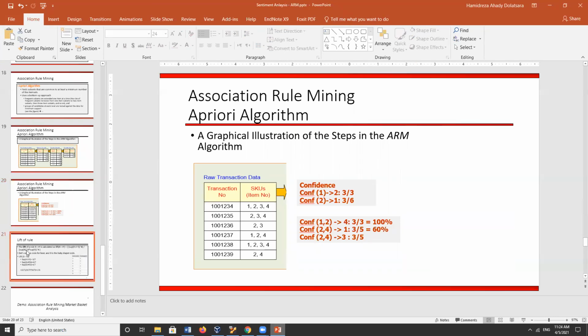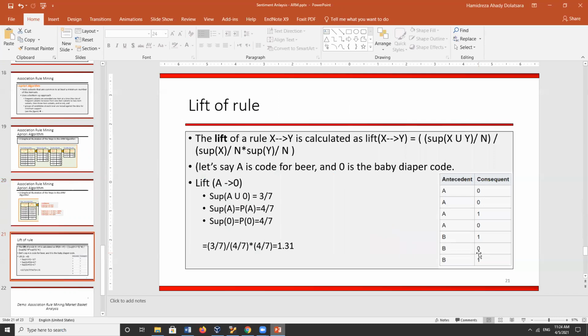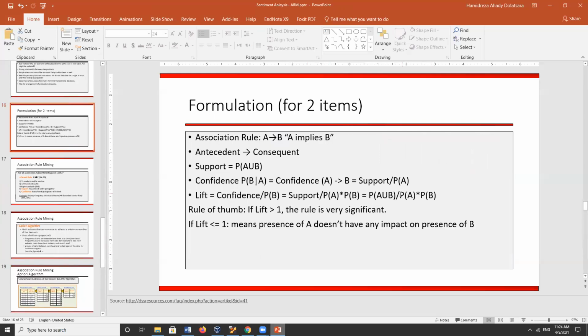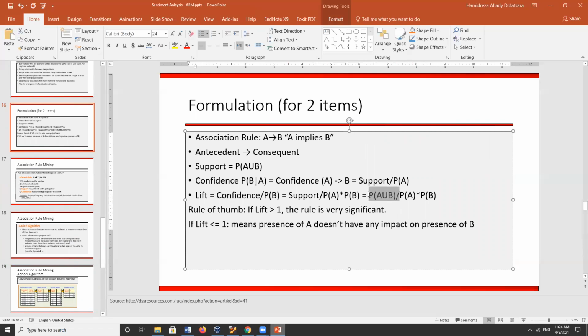Okay, let's look at the next example. We want to find the lift of the association rule between 2 items. Let's say item A and 0. They could be just some item codes. For example, A could be beer, 0 could be diapers, or vice versa. So for calculating lift, let me go back to the formula. You can do probability of union divided by probability of A times probability of B.